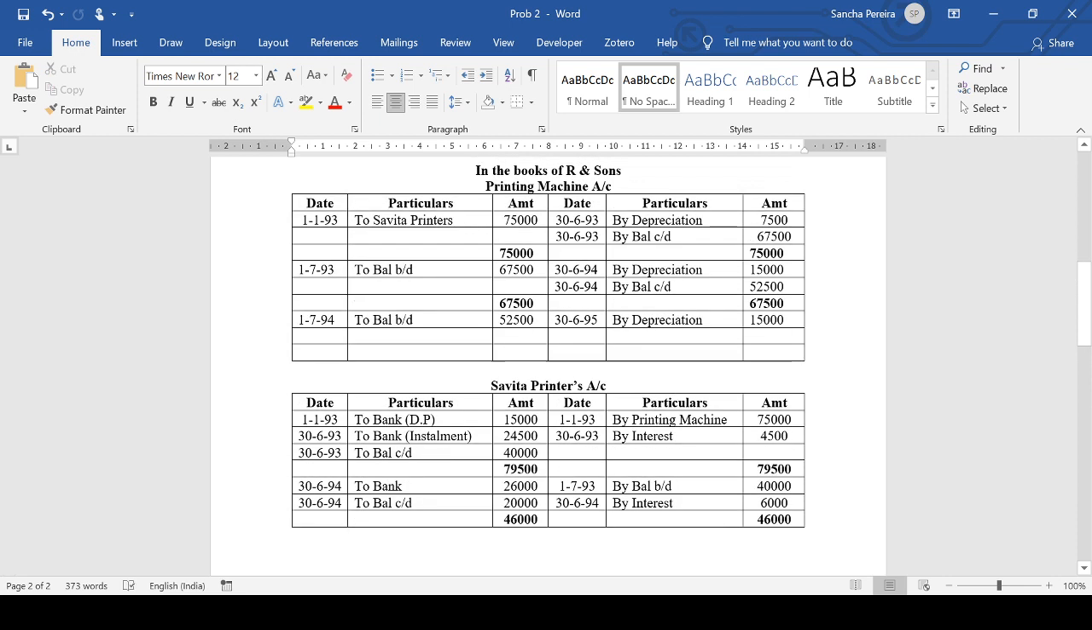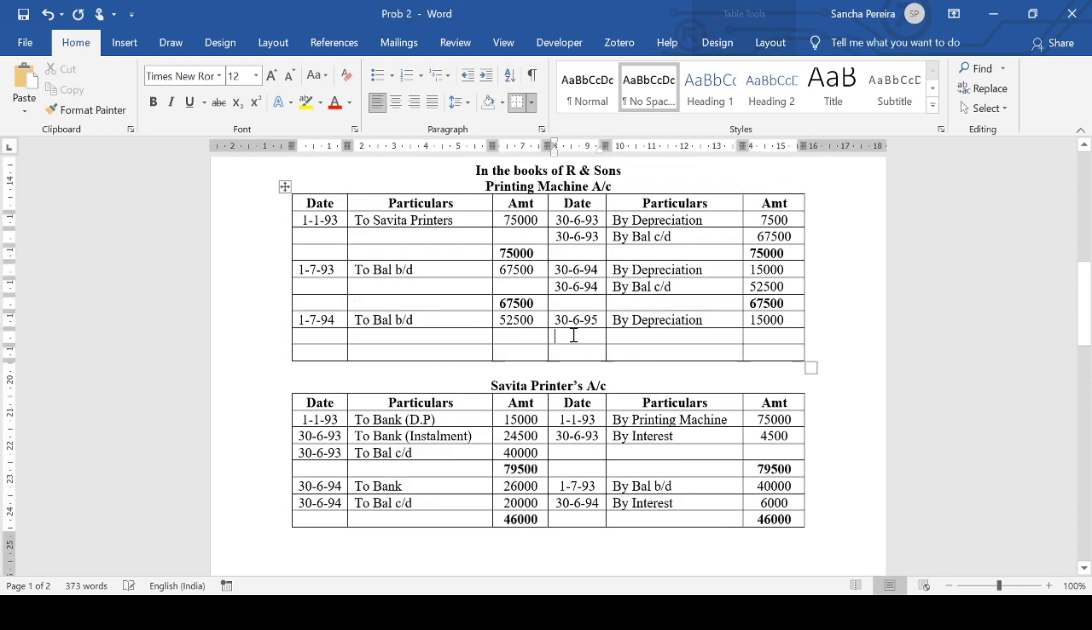And finally, your machine account. Close it on that day, 30th June 95. Now, machine account will not tally because the machine still exists with you. It's just been 3 years. So after 3 years, it's suddenly not going to disappear. It will still be there. So there will still be a balance carried out. But the hire purchase part is over. Now the machine actually belongs to you. So now you can actually show it in the balance sheet.